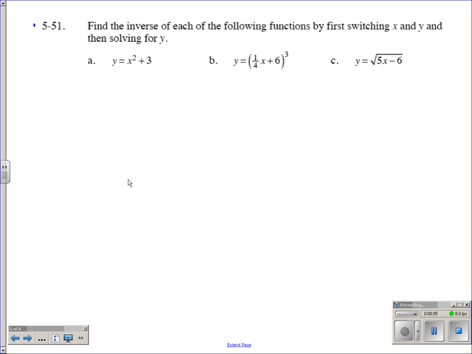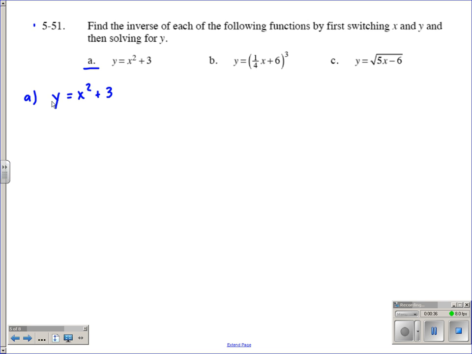Problem 551. Find the inverse of each of the following functions by first switching x and y and then solving for y. So you're practicing the method that you were using in class today. Letter A, we've got y equals x squared plus 3.